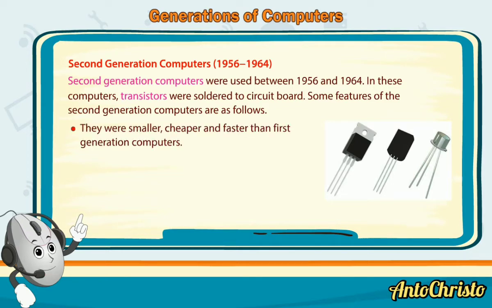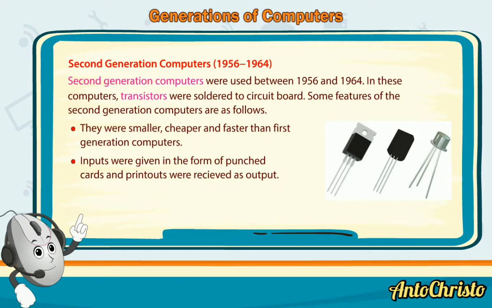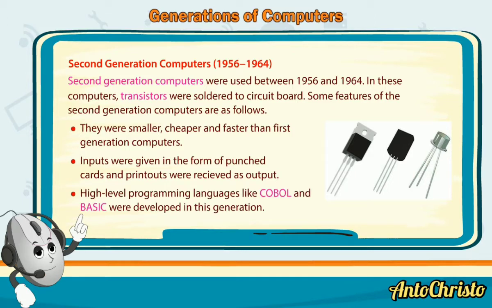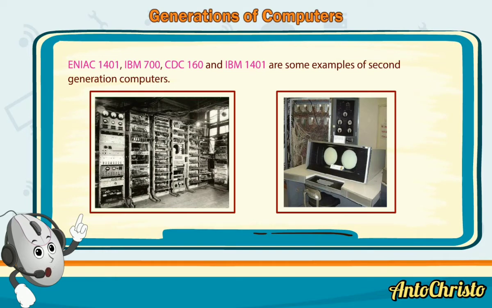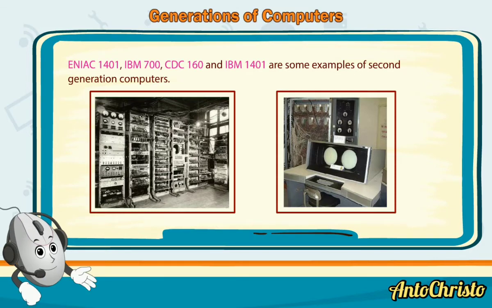They were smaller, cheaper and faster than first-generation computers. Inputs were given in the form of punched cards and printouts were received as output. High-level programming languages like COBOL and BASIC were developed in this generation. ENIAC 1401, IBM 700, CDC 160, IBM 1401 are some examples of second-generation computers.